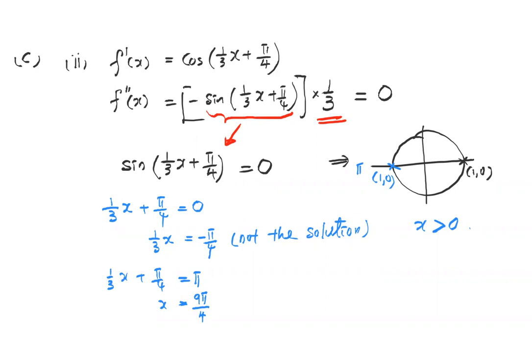Okay. So now I go the second round. 1/3 x plus pi by 4, the angle is equal to 0 plus 2 pi. That is the starting of the second round. So that's why my x equal to, calculate. Do you get me? So you just have to do it step by step. You don't try to jump step.